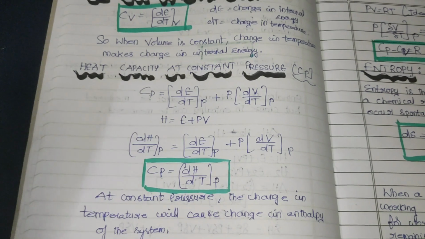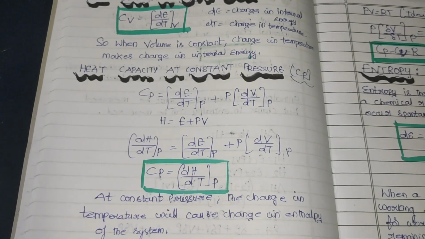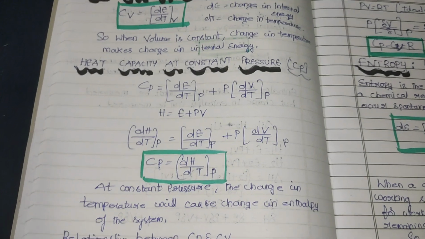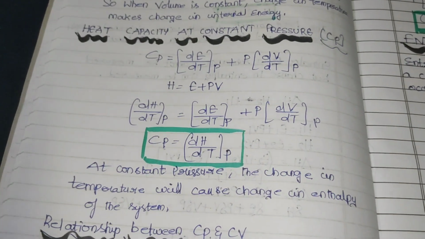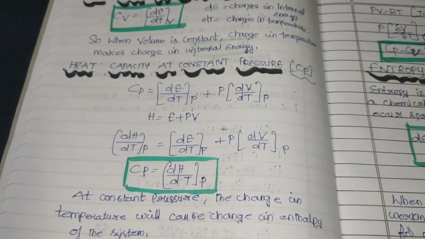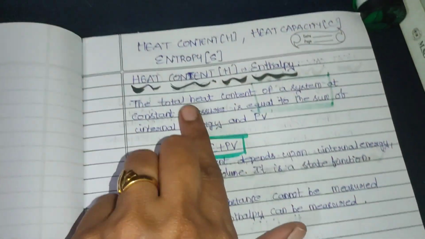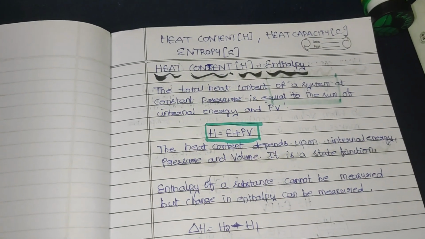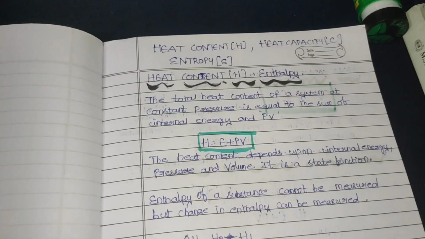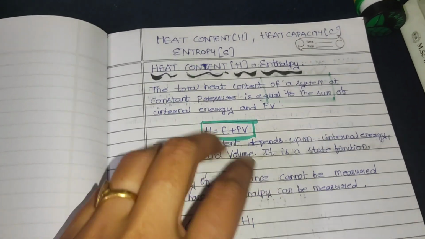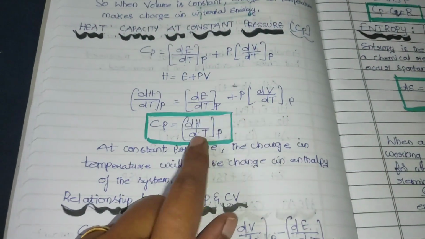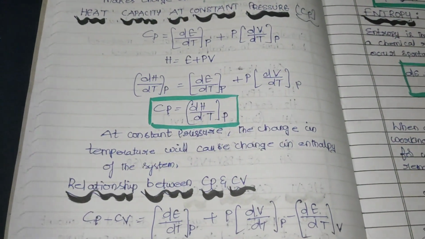So at constant pressure, a change in temperature will change the enthalpy. What is enthalpy? We already studied it earlier: it is the heat content. So whenever temperature changes at constant pressure, the total heat of that system changes.